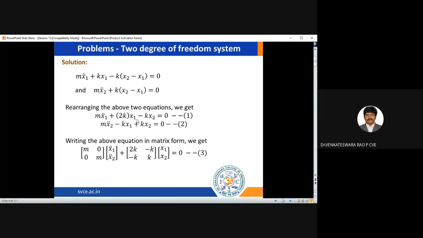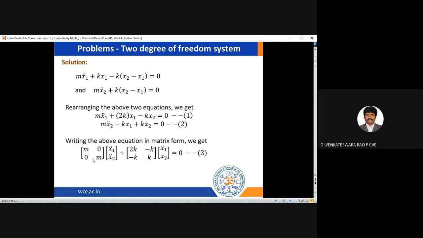Similarly, for the second equation, I have the multiplication factor for the second acceleration, x2 double dot only. But there is no x1 double dot in the second equation. That is why 0 into x1 double dot. So the first component of this mass matrix in the second row is 0. Then the second element is m into x2 double dot. So it satisfies the second equation, right?